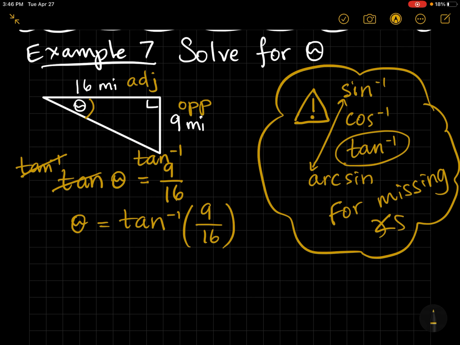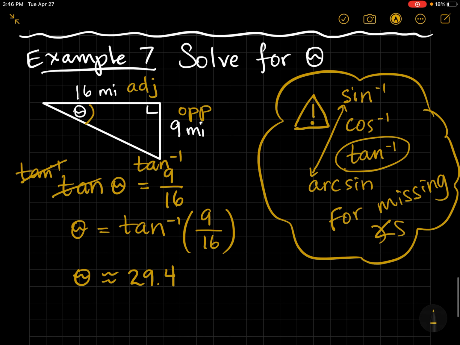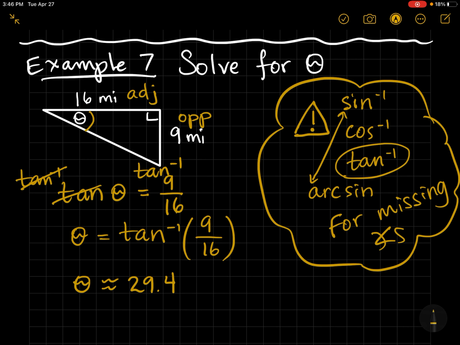So now in your calculator, you're going to push inverse tangent. Most calculators, you have to hit the shift or the second. And then I'm going to hit the fraction key and do 9/16 and enter that. And I get theta is approximately 29.4. Now, what are my units? We found an angle, so the units are degrees.